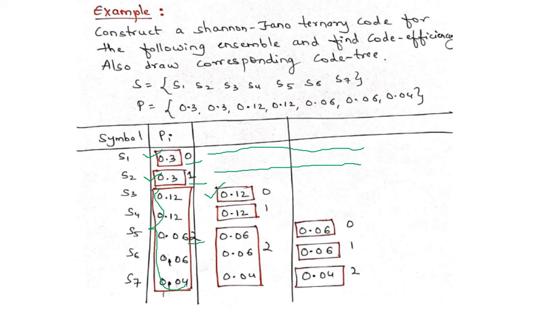0.12 is considered as first group in the next stage, 0.12 is in the second group, and all the remaining 3 elements in the third group. And if we compare the group probabilities, they are approximately equal. The first group will be assigned with 0, second group is assigned with 1, third group is assigned with 2.